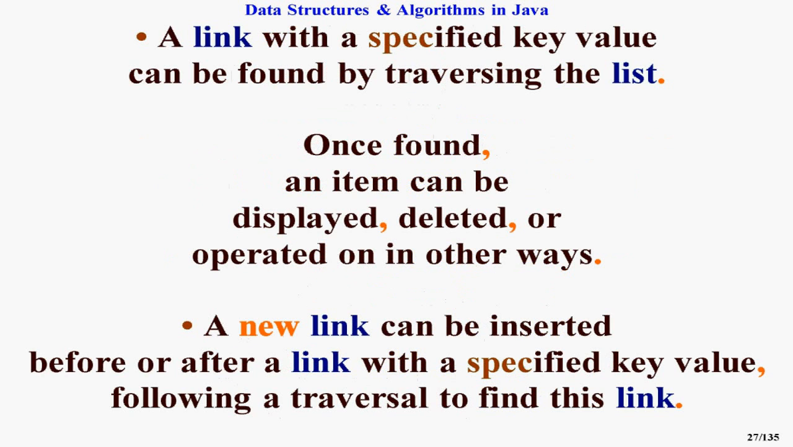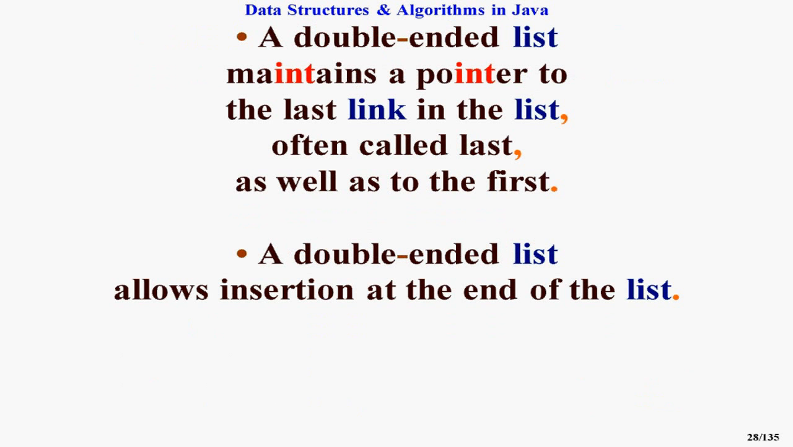A link with a specified key value can be found by traversing the list. Once found, an item can be displayed, deleted, or operated on in other ways. A new link can be inserted before or after a link with a specified key value, following a traversal to find this link. A double-ended list maintains a pointer to the last link in the list, often called last, as well as to the first. A double-ended list allows insertion at the end of the list.